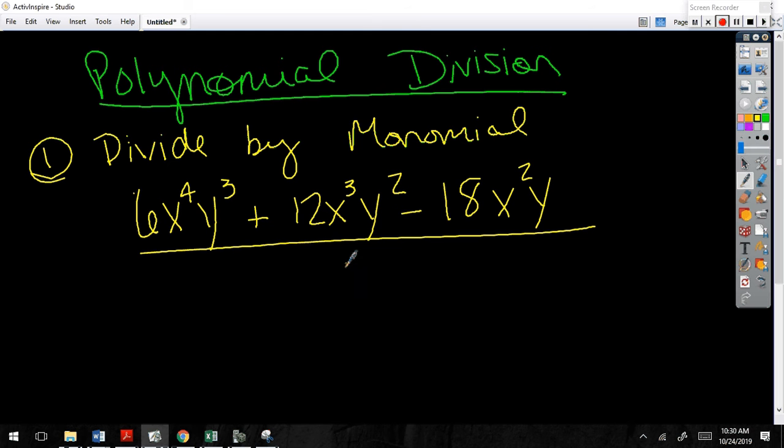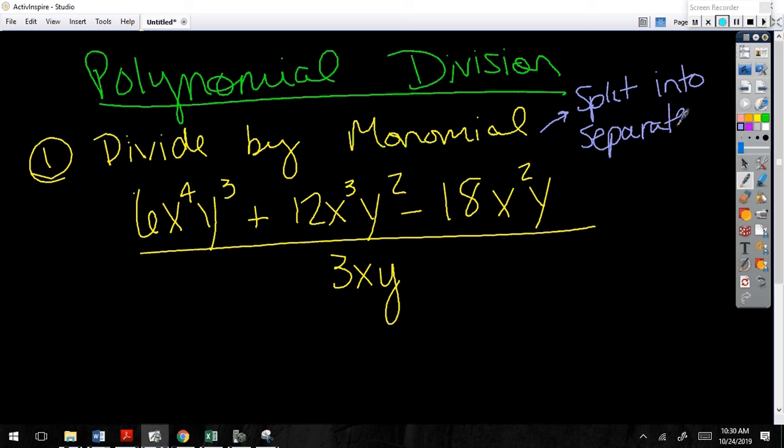Everybody divided by 3xy. Do you see why I said dividing by a monomial? Okay. Monomial meaning one piece. There's only one term on the bottom. When it looks like this, what we're going to do is we're going to split into separate fractions and simplify.